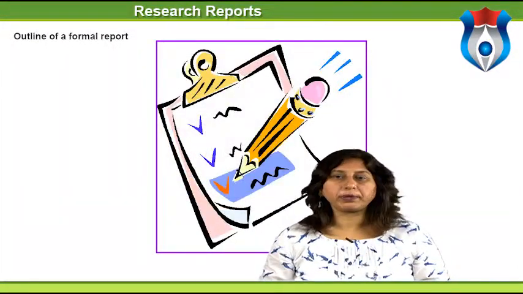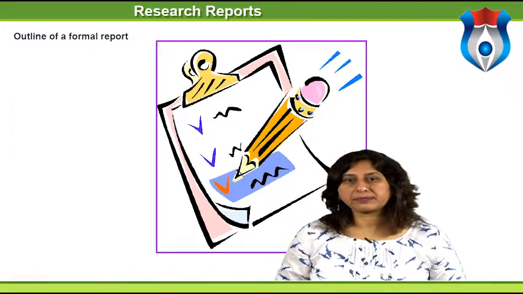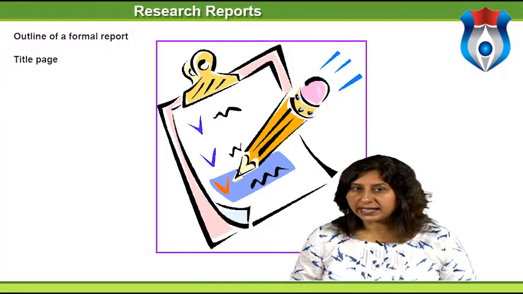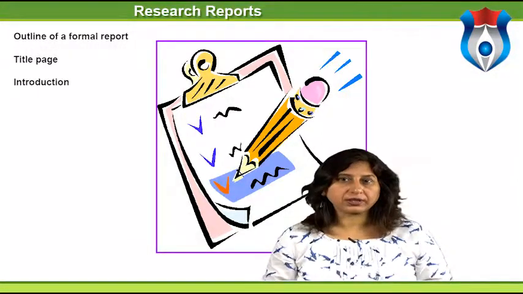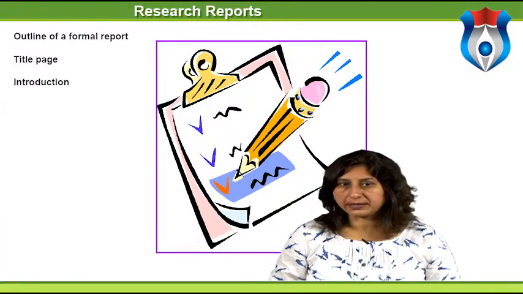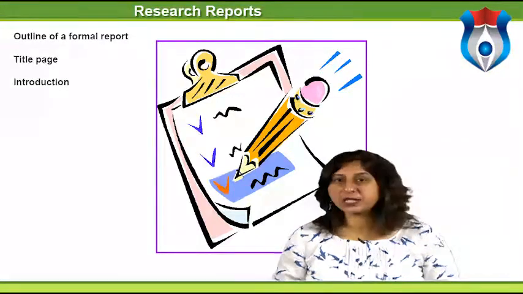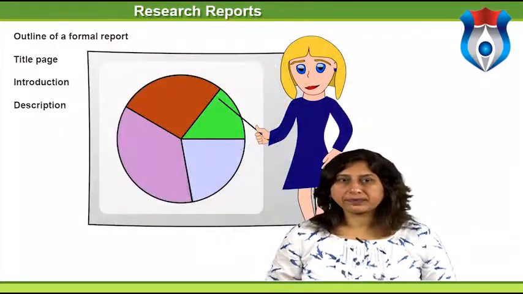Outline for the informal report. The informal report has the following elements. Title page: title, author's name, course contents. Introduction: purpose, overview, importance of the subject matter, objectives for this particular report. Description of process and results.